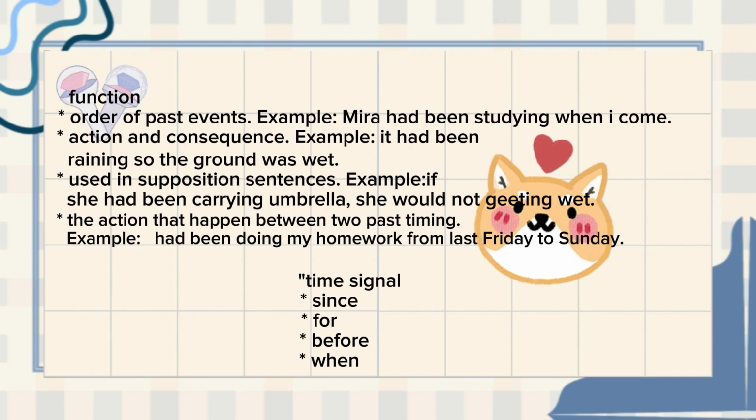And the next material is about time signals. There are since, for, before, and when. For example, before: they had been studying for 3 hours before the exam began. For example, when: she had been cooking dinner when the guests arrived. For example, since: he had been working at that company since last year before he decided to resign. And for example, for: we had been waiting for the train for over an hour before it finally arrived.